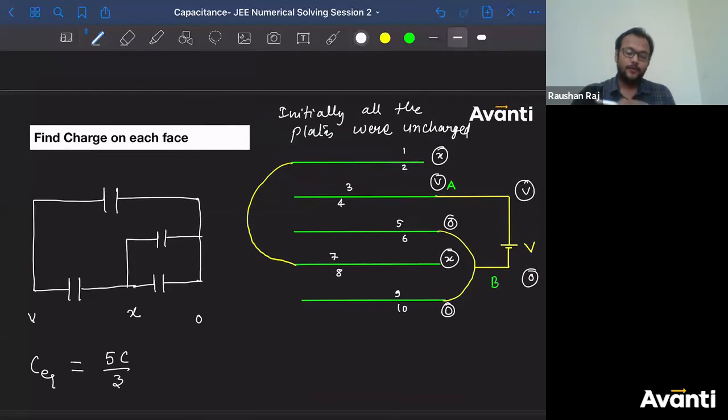Now this work is done, but this is not what has been asked of you. What was asked? What is the charge that will come on these faces? Now tell me, how do you get the value of charge on a parallel plate capacitor? What are the parameters that you should know? Tell me, children, which parameter do you need? How do you get the charge on a capacitor?